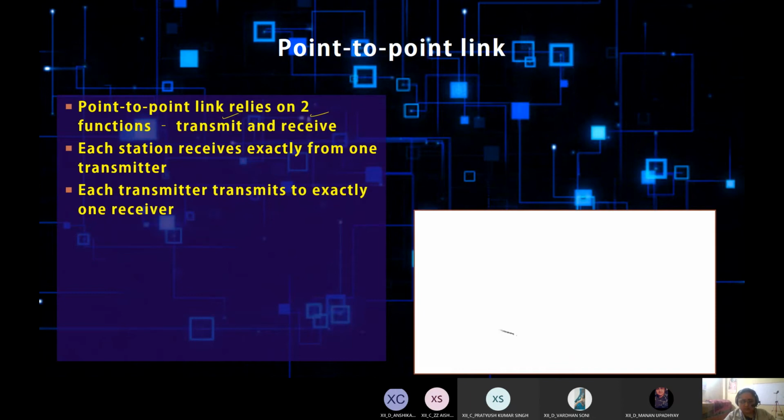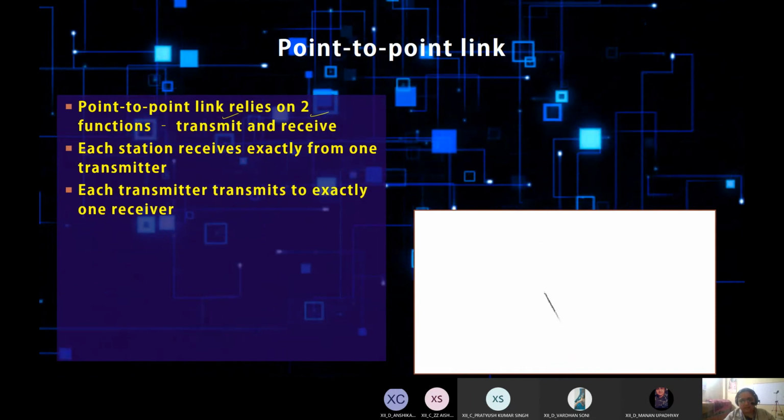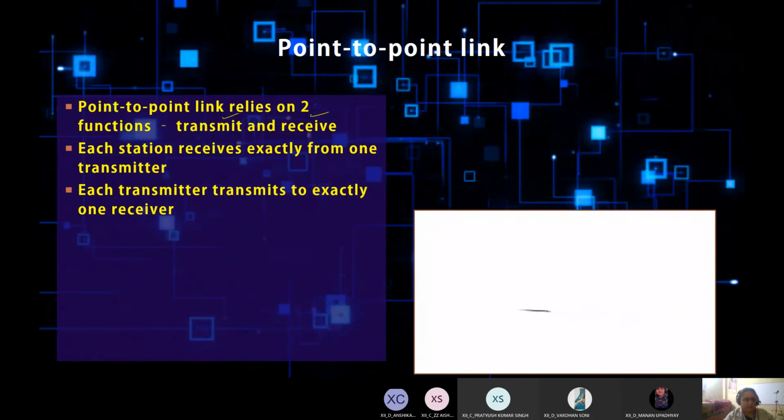GIF image, and I didn't have an idea that it was a faulty GIF image.